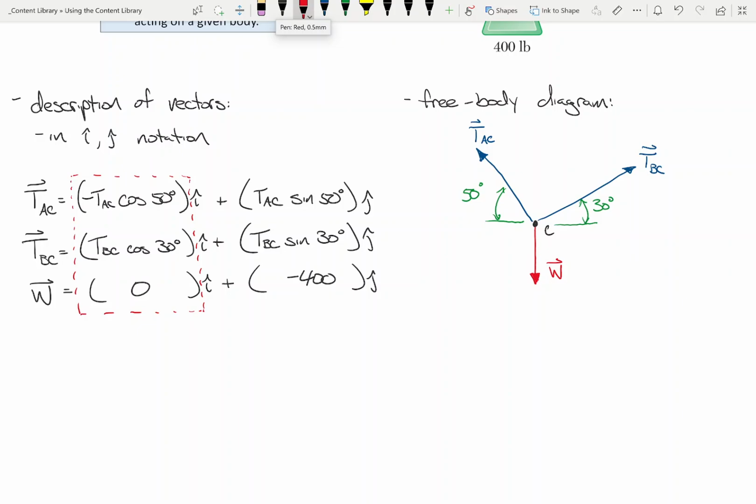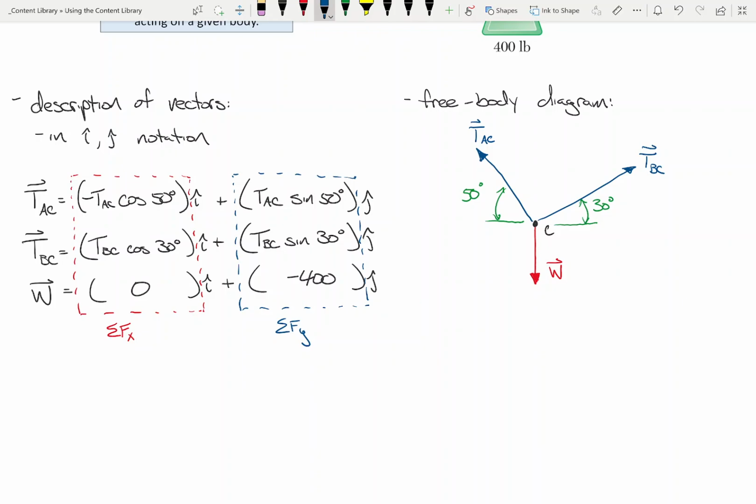I drew myself a nice little red dashed box. What would happen if I were to add up these terms? If I were to add up the terms in that red box, that would be the sum of the forces in the x direction, right? What if I were to add up everything in my little dashed blue box? That's the sum of the forces in the y direction, right? Make sense?